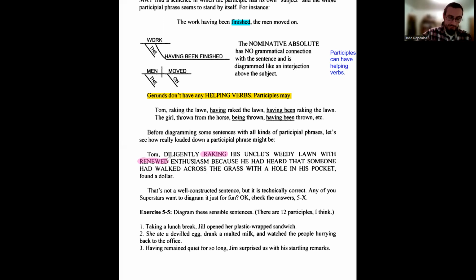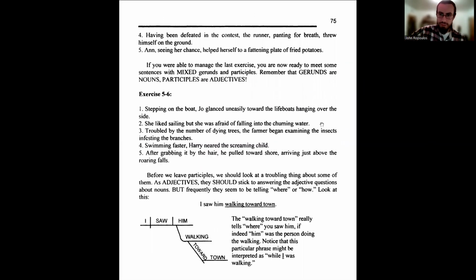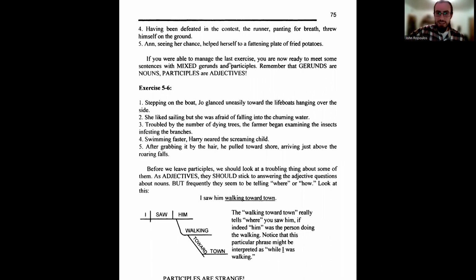Now, how do you diagram that? Give it a shot and see if you can diagram it. Remember, it has all the principles of what you've done before. So it may look difficult, but you've done it before. And it's not the best sentence, but it's grammatically correct. So you'll have to diagram 5-5. There's just one more thing about participles. All right. Okay, so you'll have 5-6, which is a mix of gerunds and participles. Before we leave participles, so this is the last bit.